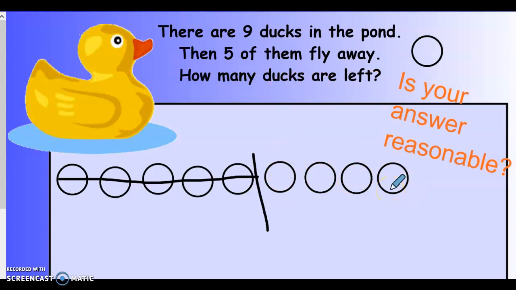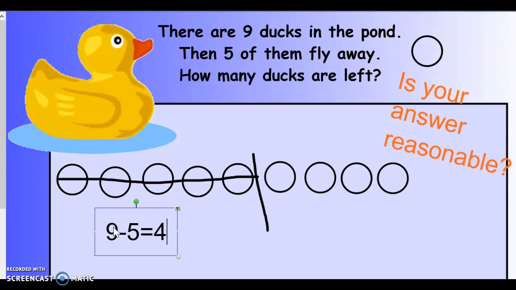We have to decide if this answer is reasonable. So let's write our equation and then talk about it. So we had 9 ducks on the pond. We subtracted 5 of them, and we were left with 4. So let's think, is our answer reasonable? Meaning, does that make sense? I think most of you right now are thinking, yes, that does make sense.